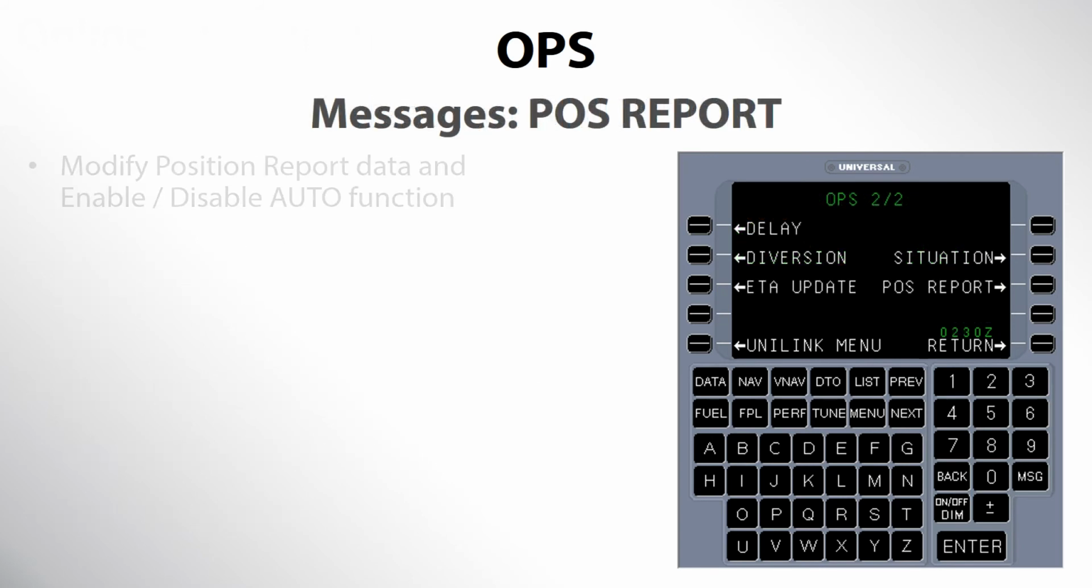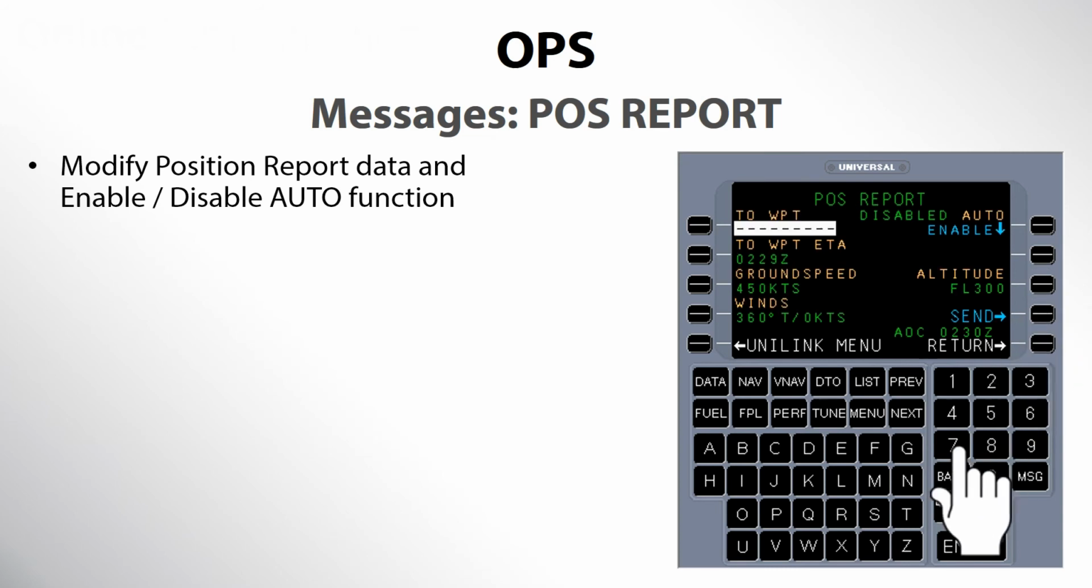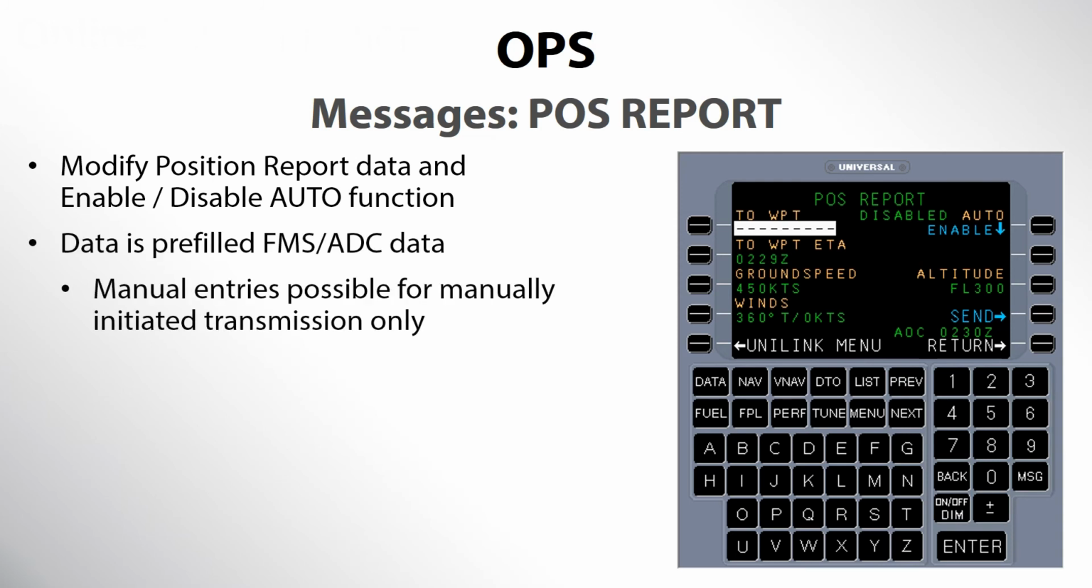The Position Report page is used to modify position report data prior to sending, and to enable and disable the Auto Position Report function. Data on this page is pre-filled FMS Air Data Computer information. Normally, this data will be valid for the position report. However, temporary manual entries are possible for the current manually initiated transmission only.